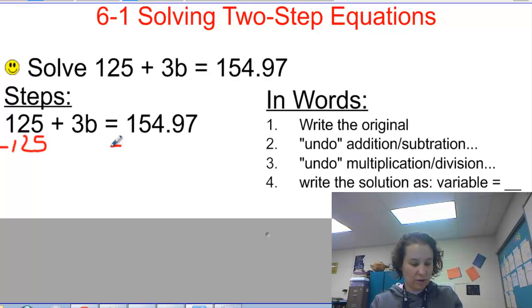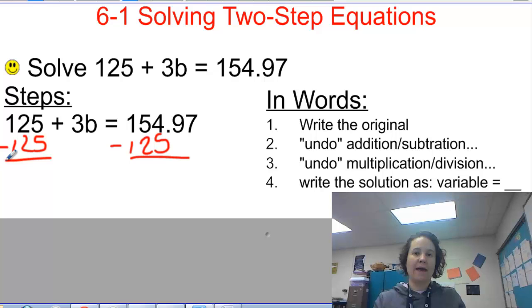And I'm going to do that to both sides of my equation, just like we've talked about before. This keeps the equation balanced. And we always have to do the same thing to both sides of the equal sign when we're solving equations. So 125 minus 125 gives me 0, which is good because when I add 0 to 3b, I'm left with just 3b.